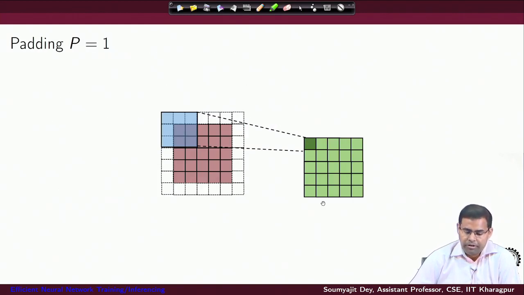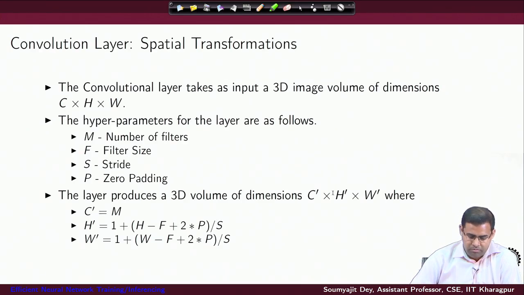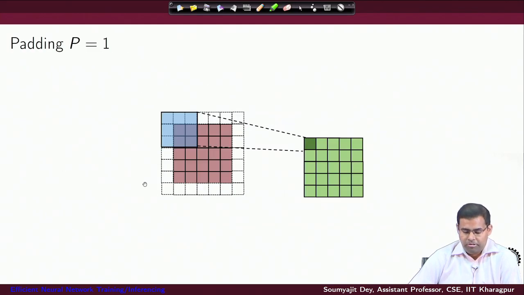Now, how to determine that? Let us consider some examples to determine that. And also there is an important parameter, the zero padding, that is, how many extra zeros I should surround the image with, so that I get to decide what the output image dimension should be. We will see what that means.